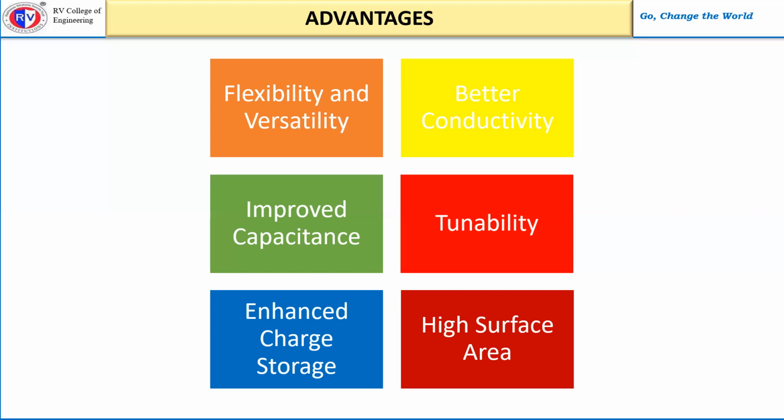Improved capacitance. Here, the presence of nanomaterials with tailored nanostructures such as nanowires, nanoparticles, or nanotubes can significantly enhance the electrochemical capacitance of supercapacitor electrodes. This leads to a higher energy storage capacity compared to traditional materials.